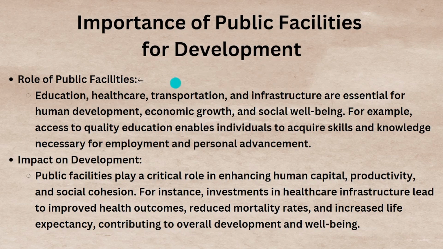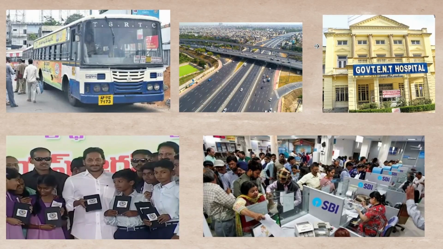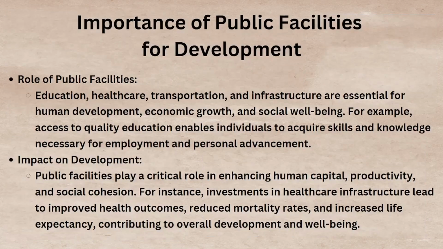So if there is education, a government school, why is there a government school? Because it's for the public. It's a free school provided by government. So that's why public facilities are called public facilities. You see, these are the examples. These are all very important: education, healthcare, transportation. Transportation is also very important.